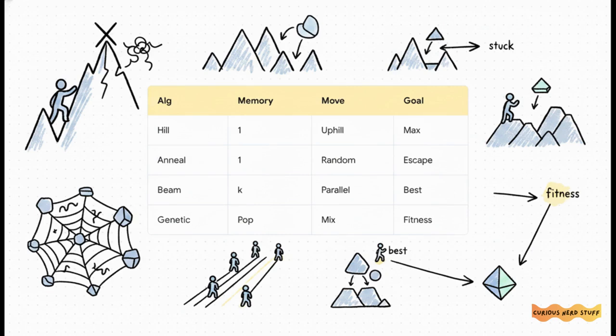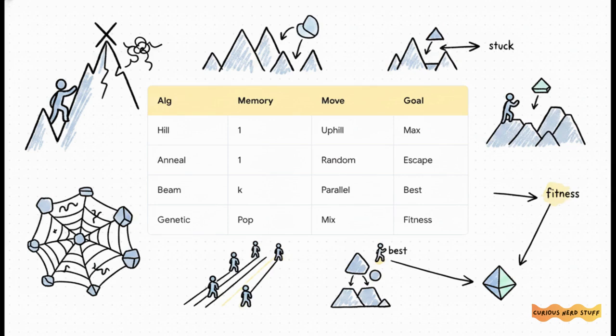We started with hill climbing. It had a state memory of just 1, moved strictly and always uphill, and its only goal was to reach a maximum, which, as we saw, often got it stuck. To fix that, we moved to simulated annealing. Still just one state of memory, but it allowed stochastic, downhill moves to escape those tricky local maxima.